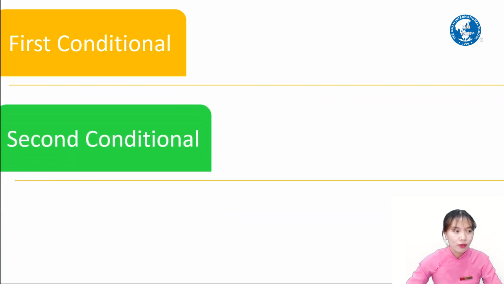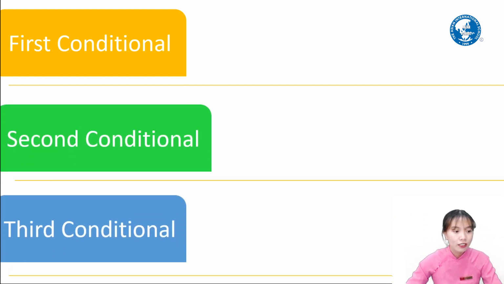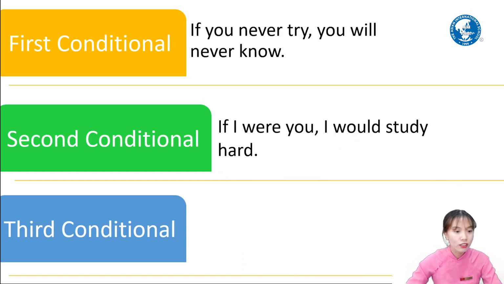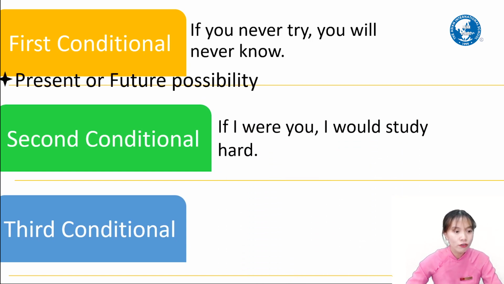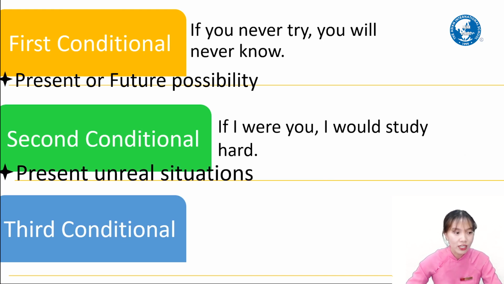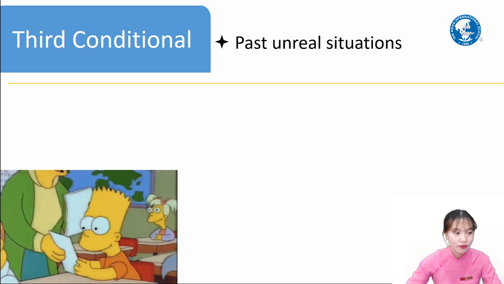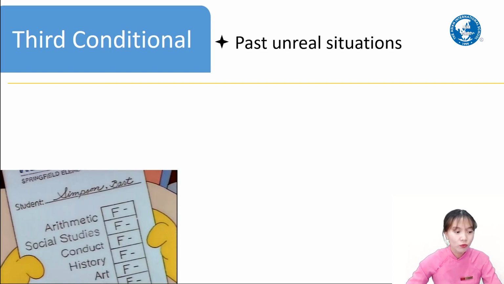We have just talked about the first conditional and the second conditional. Remember, the first conditional tells us about the present or future possibility, and the second conditional tells us about the present unreal situations. Now, let's move to the last conditional sentence, the third conditional. The third conditional tells us about the past unreal situations. Look at this example.